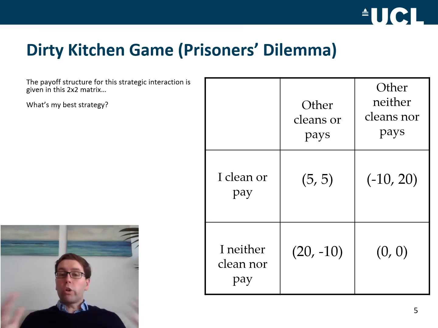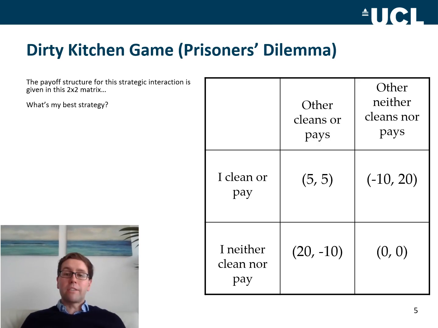So what do we do next? How do we solve this? How do we know what prediction to make? Remember, political economy and game theory is for making predictions about behavior, about outcomes, about equilibrium outcomes. So what do we do? We have to think about what is my best strategy? What is my best response to what you do? And what is your best response to what I do? And then we see where we end up.